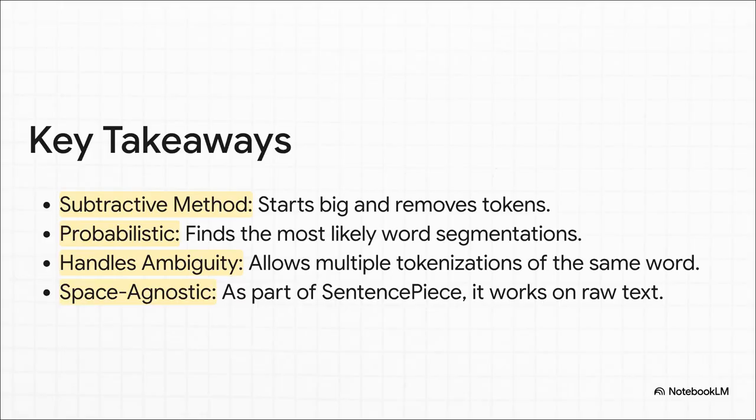What makes Unigram so cool? First, it's a subtractive method. Remember, it's a sculptor, not a builder. Second, it's all about probability. It's always looking for the most likely path. This has a neat side effect. It allows for multiple good ways to tokenize the same word, which gives a model a lot more flexibility. And finally, a huge one. Because it's part of SentencePiece, it works on raw text. It doesn't need spaces, which is a game changer for a ton of languages around the world.